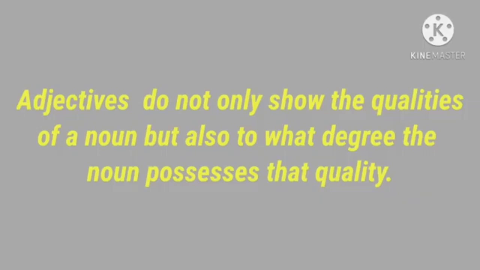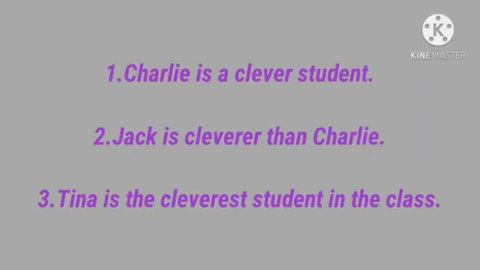Look at these sentences. Charlie is a clever student. Jack is cleverer than Charlie. Tina is the cleverest student in the class. In the first sentence, which is the adjective word? Clever. So the adjective clever refers to a quality which Charlie has.